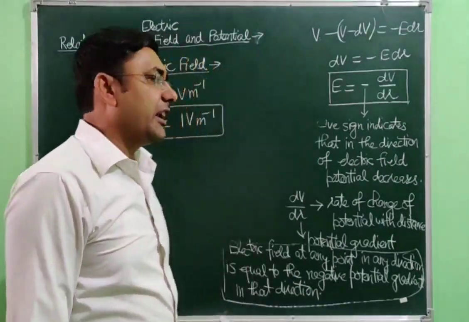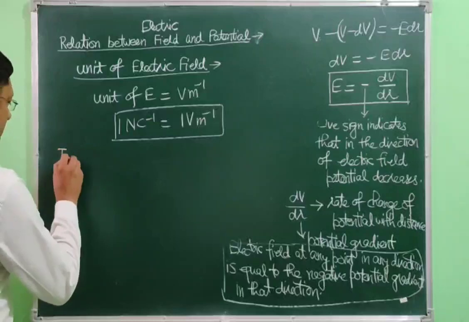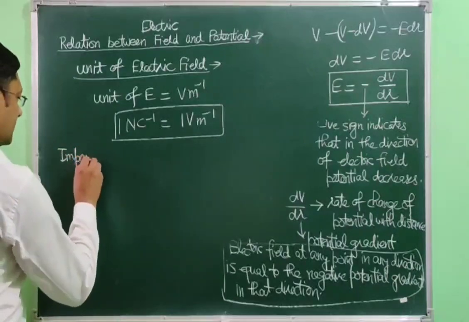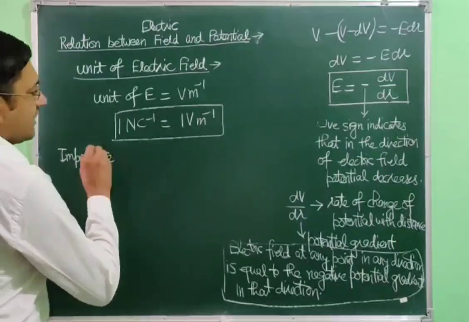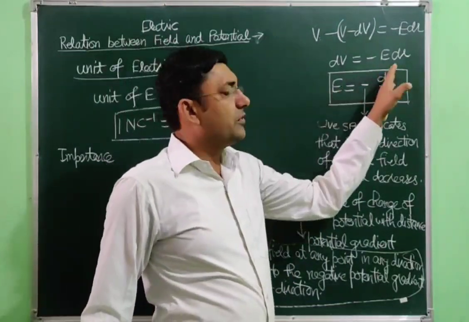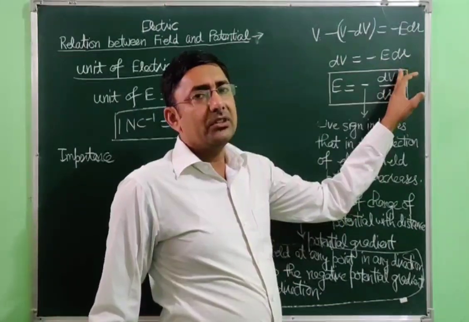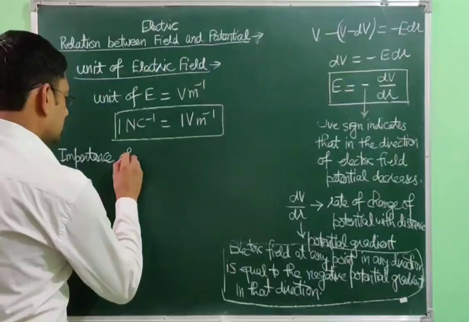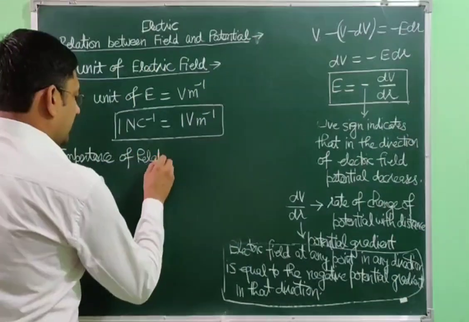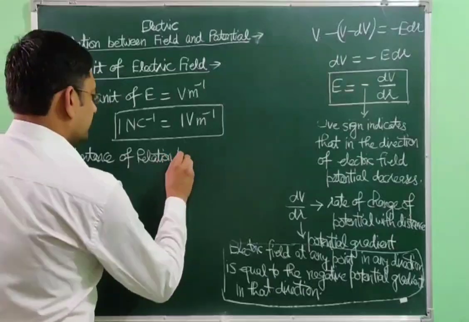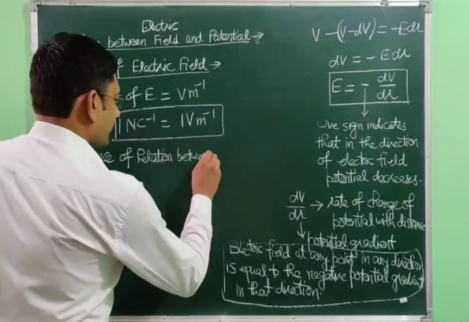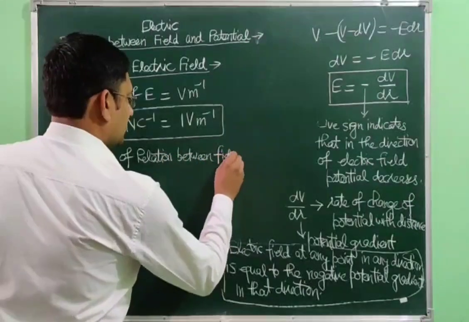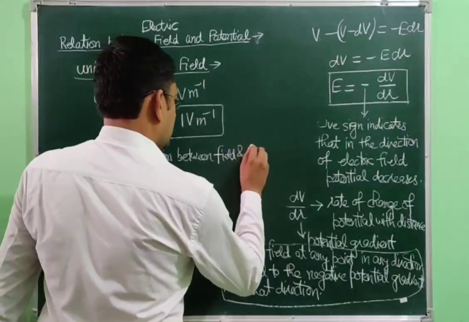Next is importance of relation between field and potential. अभी जो रिलेशन हमने एस्टेब्लिश किया है E और V में, तो इन दोनों में जो रिलेशन है इसका क्या इंपॉर्टेंस है. तो इंपॉर्टेंस ऑफ रिलेशन बिटवीन फील्ड एंड पोटेंशियल.